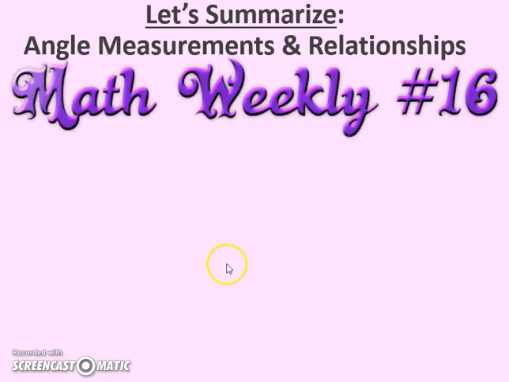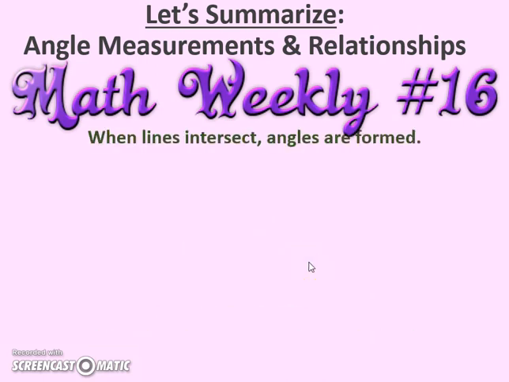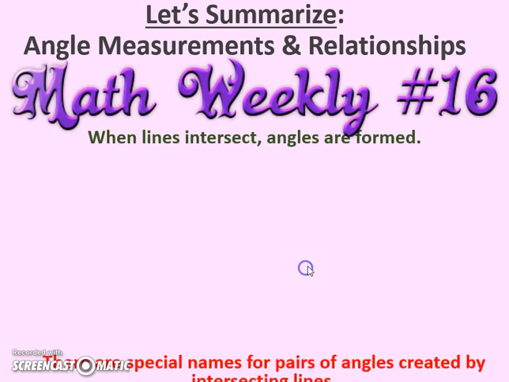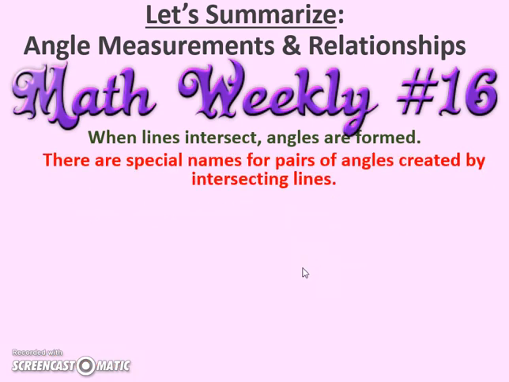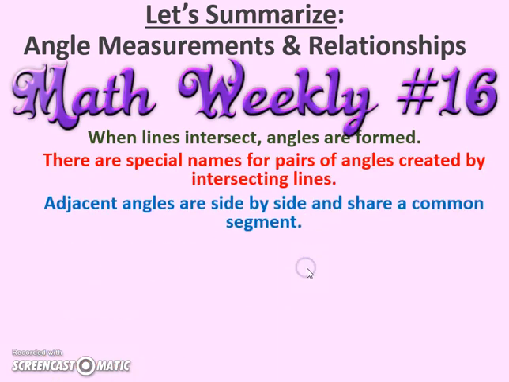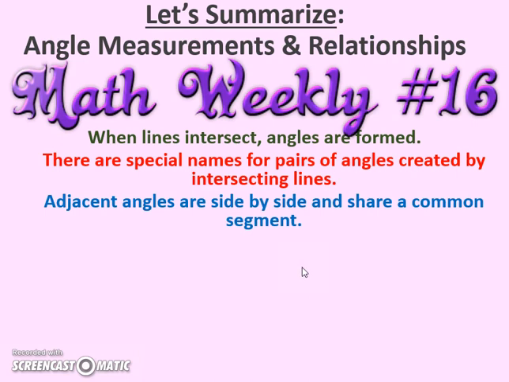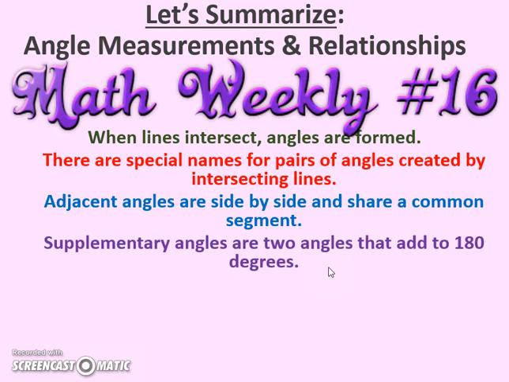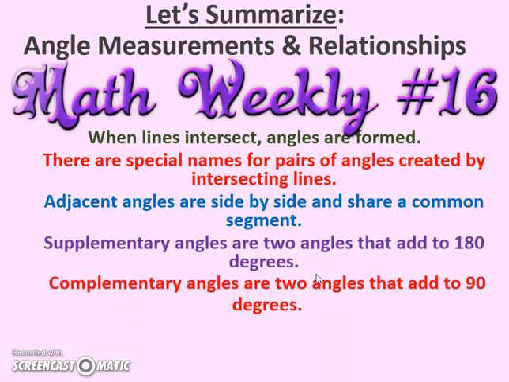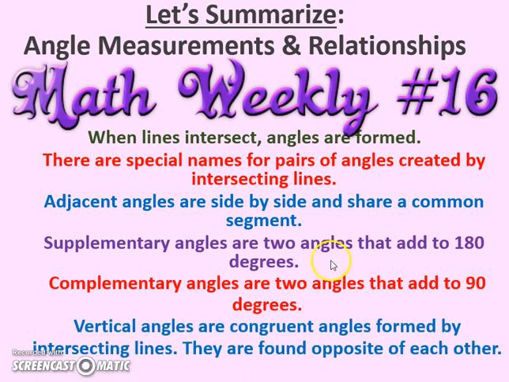So let's summarize what we've learned about angle measurements and relationships in Math Weekly number 16. When lines intersect, angles are formed. There are special names for pairs of angles created by intersecting lines. Adjacent angles are side by side and share a common segment. Supplementary angles are two angles that add to 180 degrees. Complementary angles are two angles that add to 90 degrees, and vertical angles are congruent angles formed by intersecting lines. They are found opposite of each other.